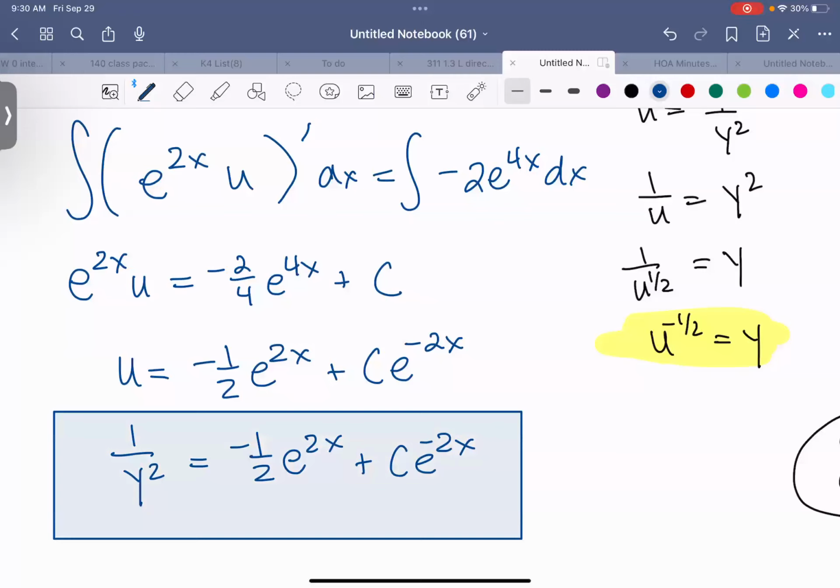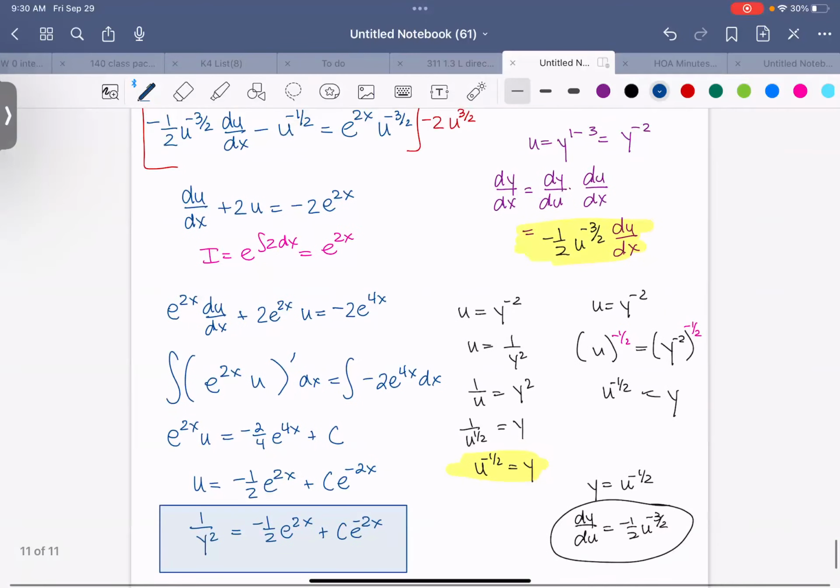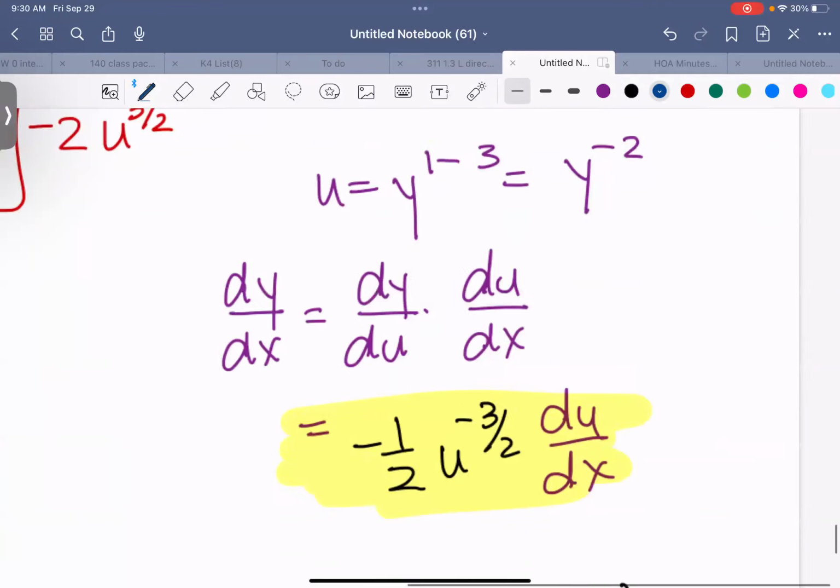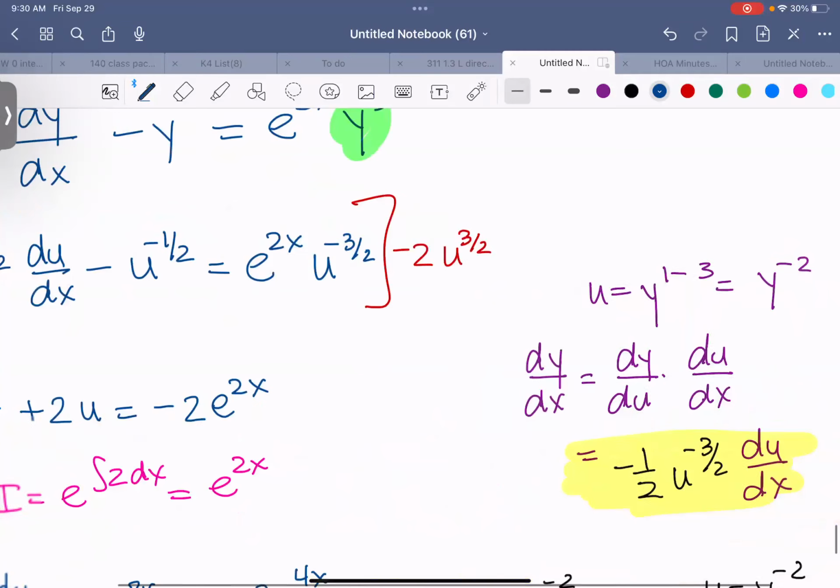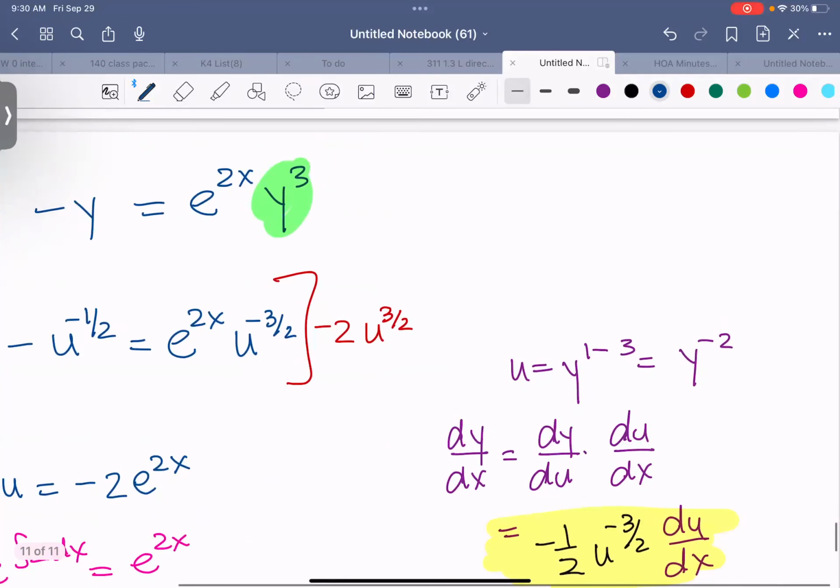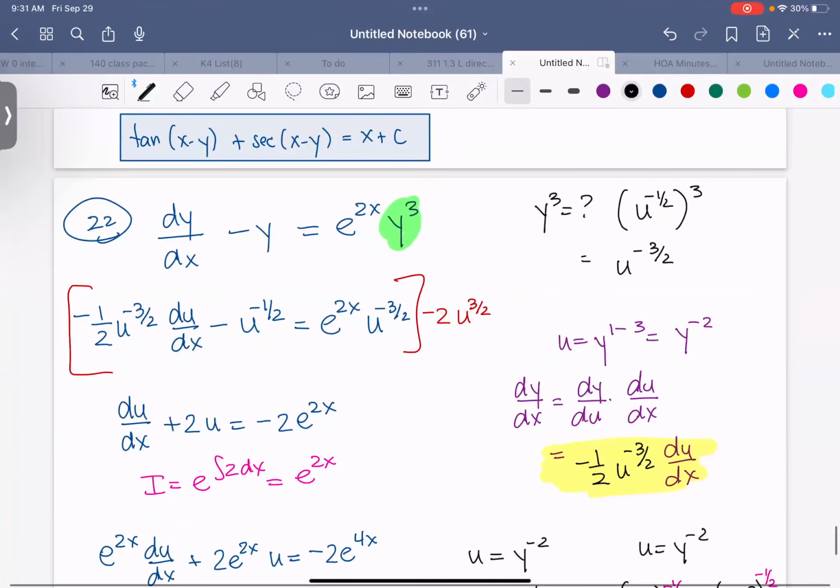The y cubed. Let's figure out cubed. How did I get the u? So I'm looking for y cubed, right, in terms of u. Y is u to the negative 1/2, and we cube it. So you multiply your exponents to get u to the negative 3/2. This one's a big exercise in exponents. It gets a little tricky.